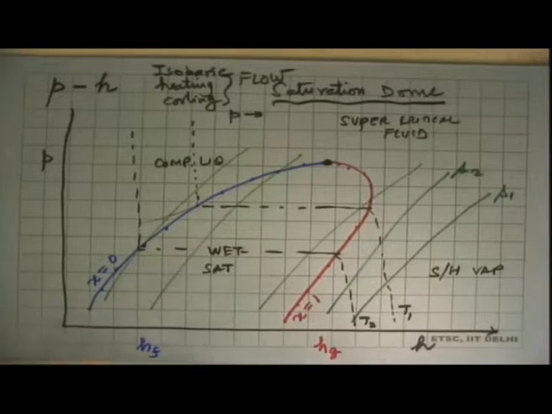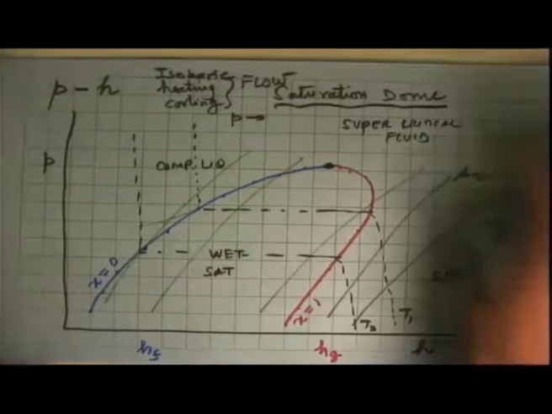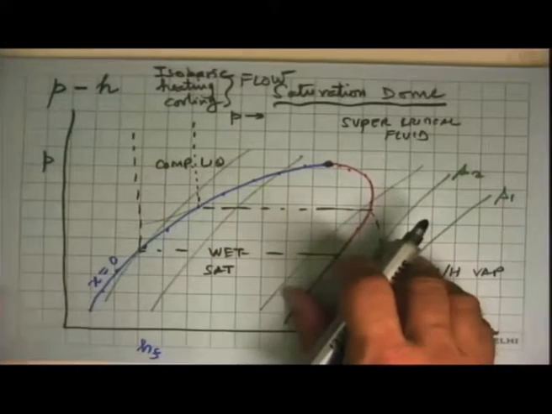When you start doing real systems, then of course you will start worrying about pressure drops, but they can also be shown on this diagram. So let's ask the question, what happens in the condenser of your air conditioner?